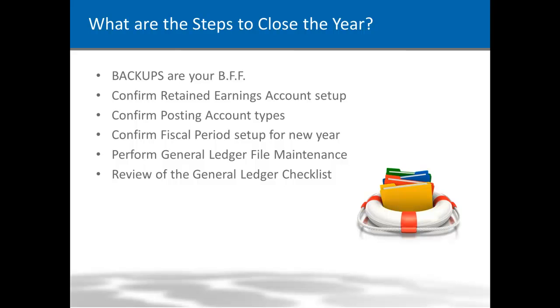The number one call we get after people close the year is they had added an account throughout the year. They forgot, and when they entered it, they didn't change it from balance sheet to P&L. That account rolled forward. It didn't close out like normal, and we can fix it, but it's a pain in the neck. So it's best to check first and make the change.